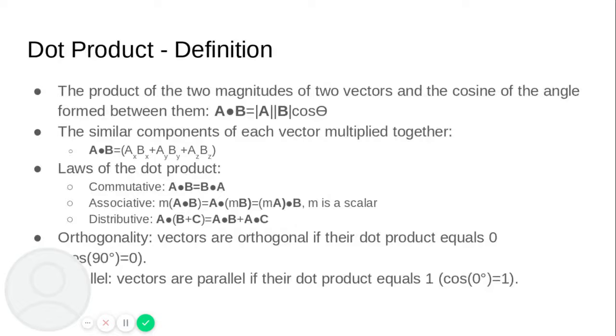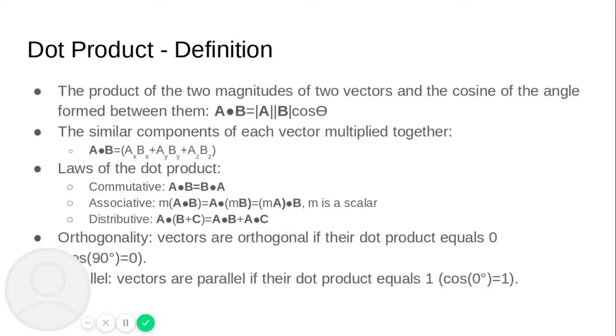So for example, the x component of a times the x component of b plus the y component of a times the y component of b plus the z component of a times the z component of b would equal a dot b. So some laws of the dot product: commutative, this works. So a dot b is the same as b dot a. The associative law also works.